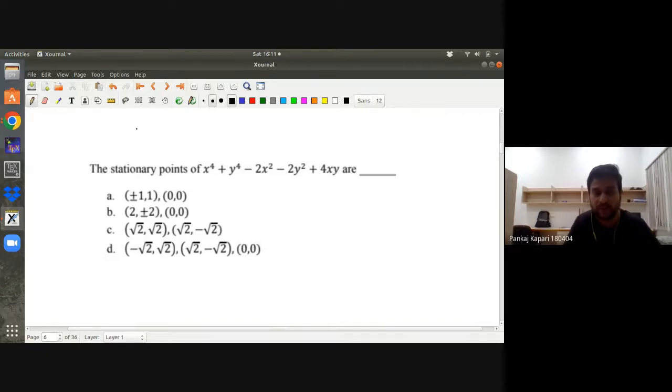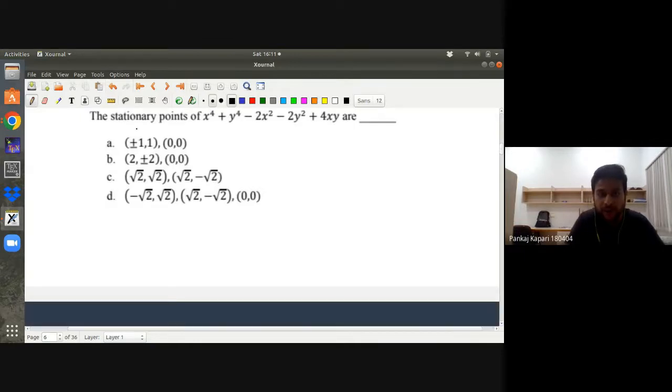And how do we find them? You calculate the first partial derivatives with respect to x and y, then make them equal to 0 and find the solution, at what point the first partial derivatives vanish. Those points we call critical points.